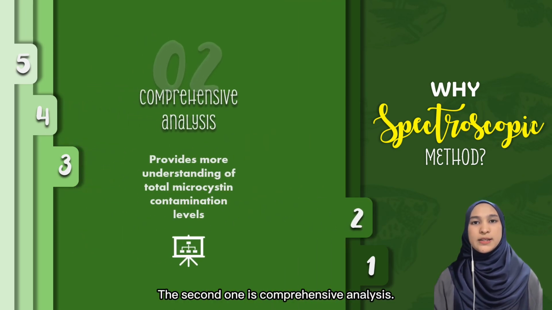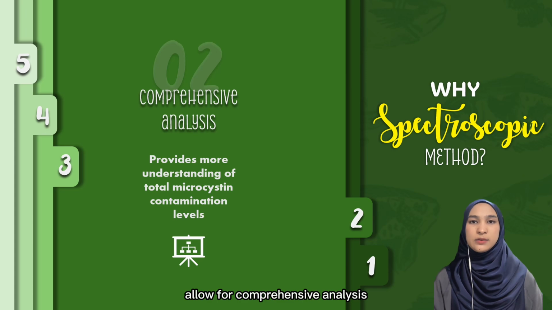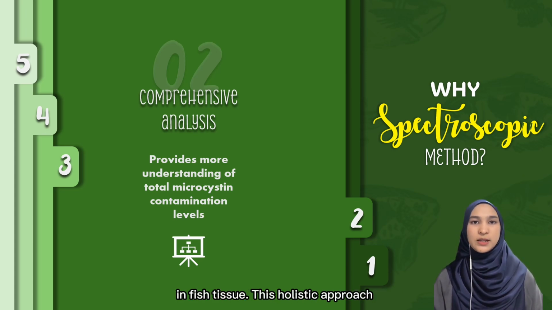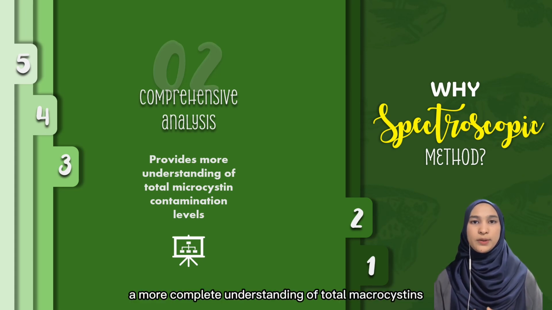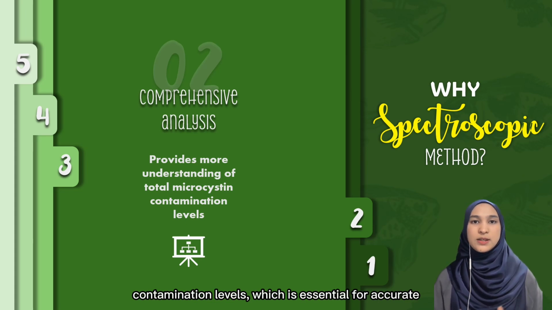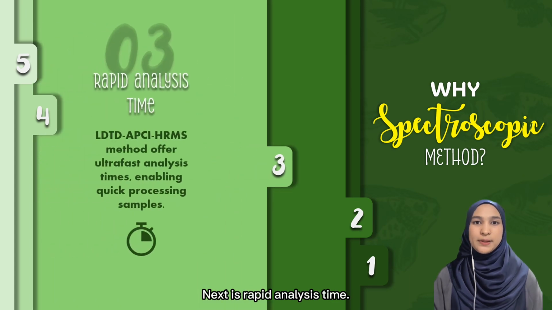The second one is comprehensive analysis. Spectroscopic methods like HRMS allow for comprehensive analysis of total microcystins, including both free and protein-bound fractions in fish tissue. This holistic approach provides a more complete understanding of total microcystin contamination levels, which is essential for accurate risk assessment and management.